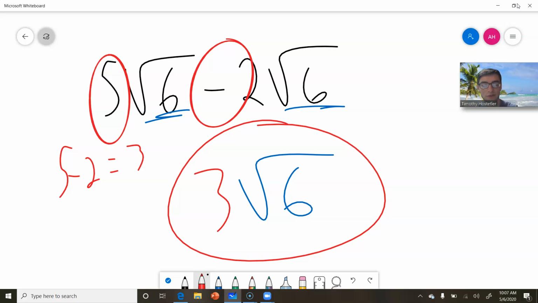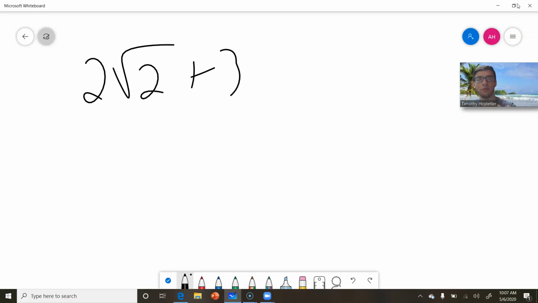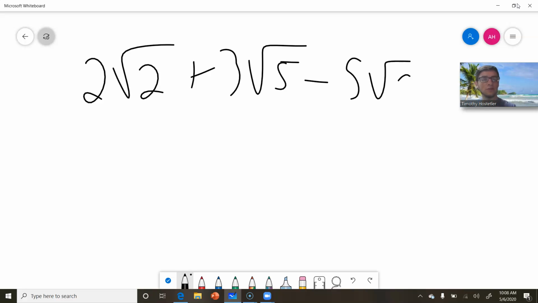Now, sometimes there are only a few terms that we have in common. So if you look at number 4 here, we have 2 times the square root of 2 plus 3 times the square root of 5 minus 5 square root of 2.